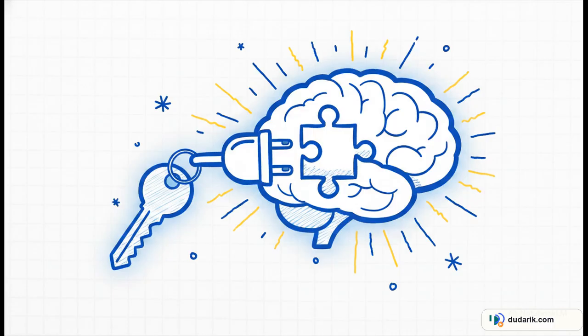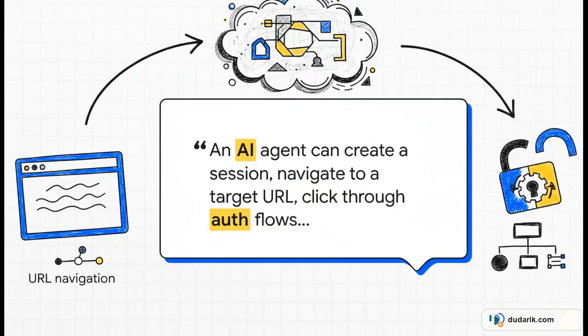That's the whole shebang. Which leads us to this quote from the docs, and I absolutely love this. An AI agent can create a session, navigate to a target URL, click through auth flows, start capture, interact with the page, stop capture, and trigger analysis end-to-end without human intervention. Seriously, take a second to process that. The AI is doing the entire heavy lifting of reverse engineering for you.